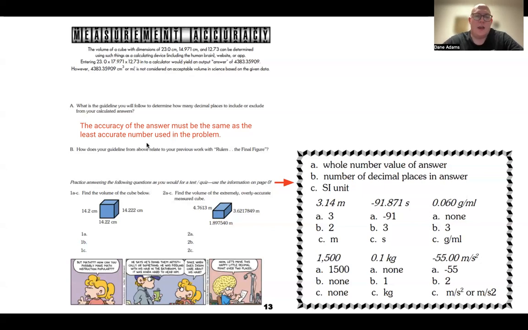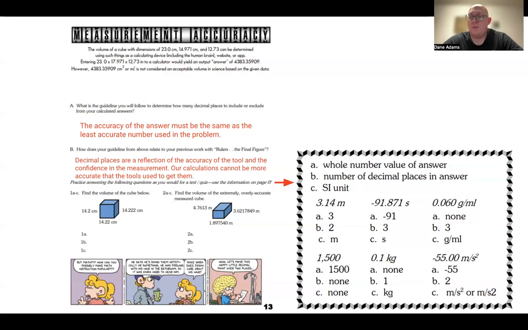Part B says, how does this guideline above relate to your previous work with rulers to the final figure? And it's really exactly the same thing. Decimal places are a reflection of the accuracy of the tool and the confidence that we have in the measurement. So our calculations cannot be more accurate than the tools that we use to get them. And so often the numbers that are given to you in a problem, you yourself did not measure, but you have to assume that they came from a measurement.